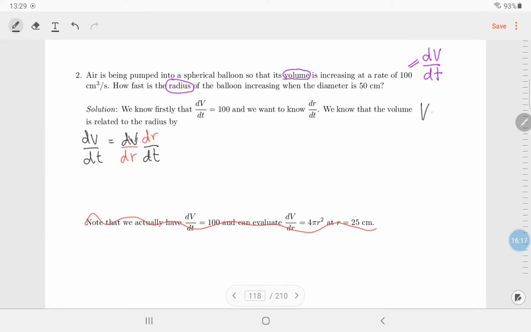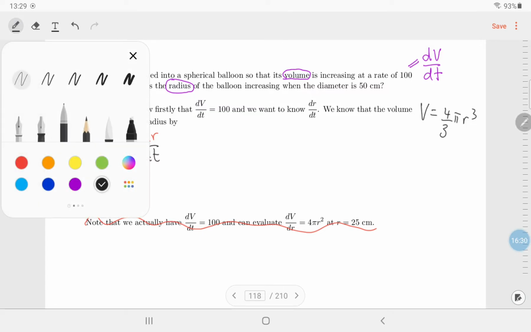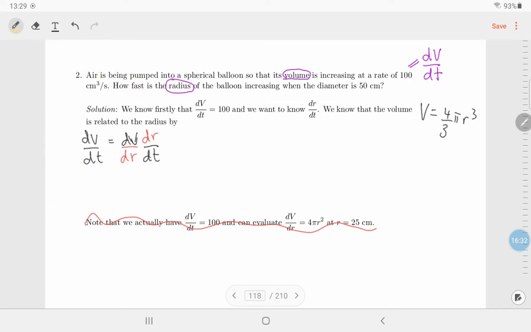We know that the volume of a sphere, and this would be in the tables, is 4/3 pi r cubed. Okay, so what are we looking for here? We're looking for how fast the radius of the balloon is increasing. So we're looking for the rate of change of radius. That's what we're looking for. So hopefully we know everything else.